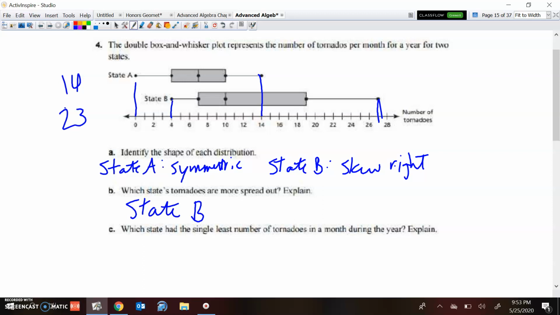And then part C: which state had the single least number of tornadoes in a month during the year? What that is getting at is that they want to see which one had the least number. We don't know all the numbers that fall in between. The only numbers we know for sure existed were our lower extremes and our upper extremes. State A had at the lowest end 0 tornadoes. State B had at the lowest end 4 tornadoes. So which state had the single least number? State A, based on our lower extreme.